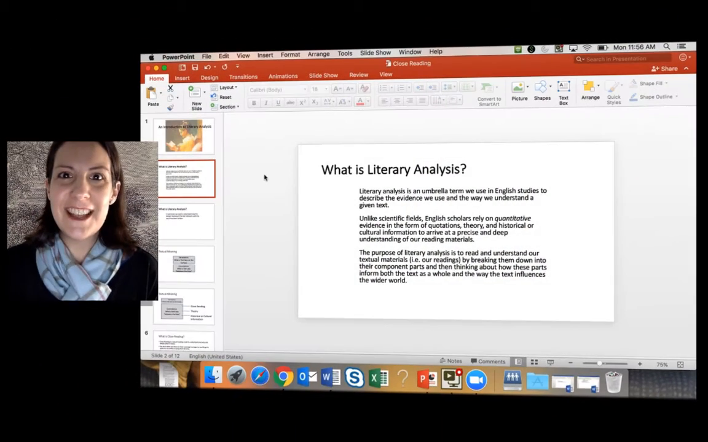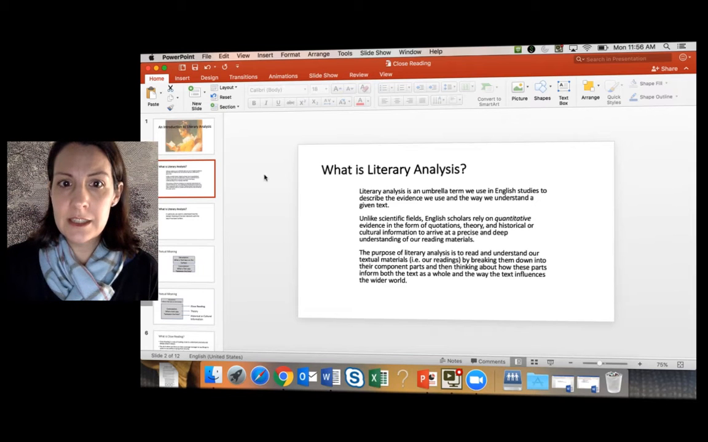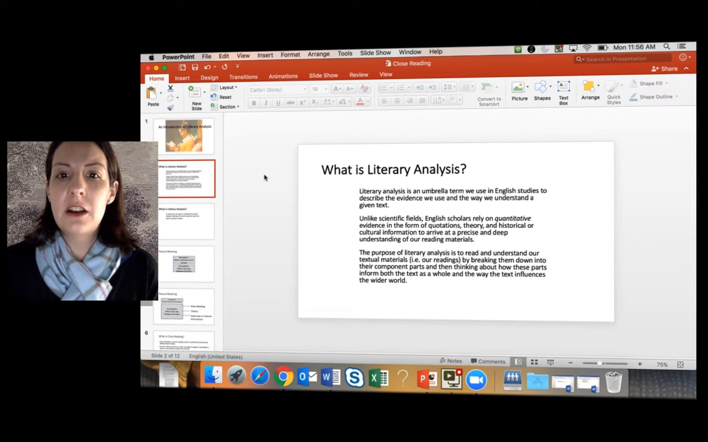So what is literary analysis? Literary analysis is an umbrella term that we use in English studies to describe the evidence that we use and the way that we understand a given text. Now, unlike scientific fields, English scholars rely on what's called qualitative data. That's the form of quotations, theory, and/or historical or cultural information. And we use these to arrive at precise and deep understandings of our reading materials.